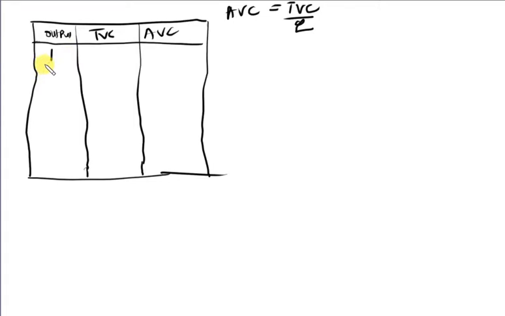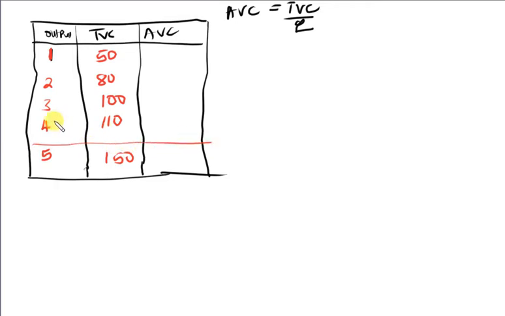Let us say our output is 1. If the output is 1, then the total variable cost is 50. When the output is 2, then the total variable cost is 80. When the output is 3, then the total variable cost is 100. Output is 4, then the total variable cost is 110, and the output is 5, total variable cost is 150.